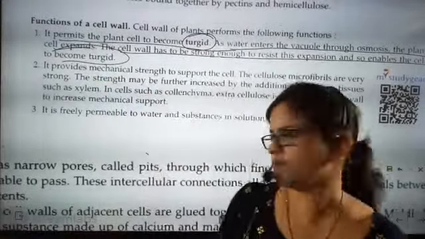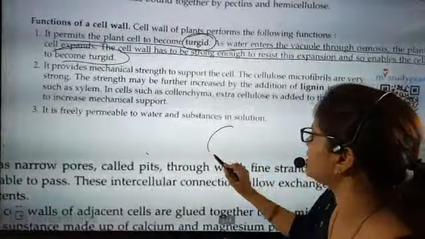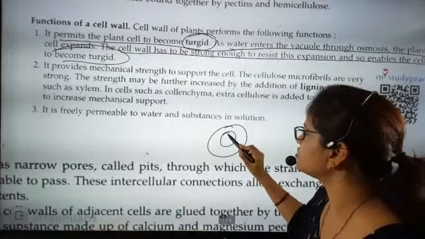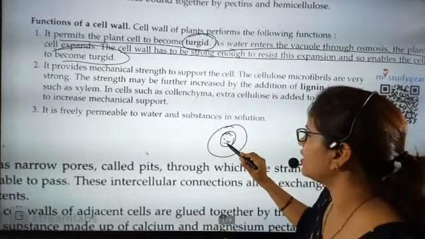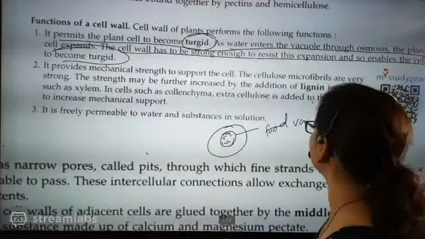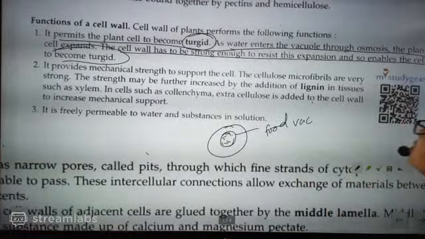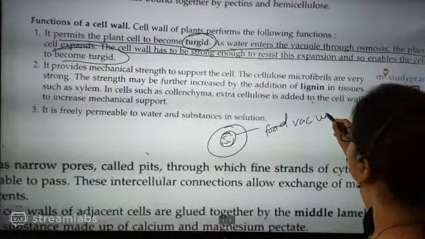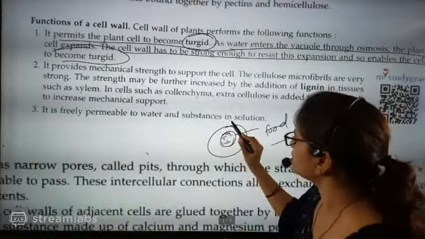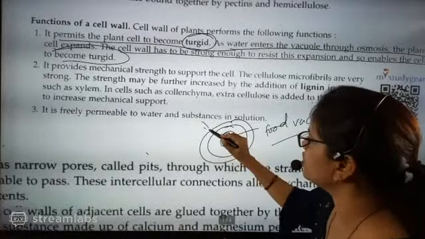So what is it doing? This is the cell, beta, and this is the vacuole. The vacuole is the house where it stores water and food. So this is the food vacuole of the cell. Now the cell wall will allow water to go inside.